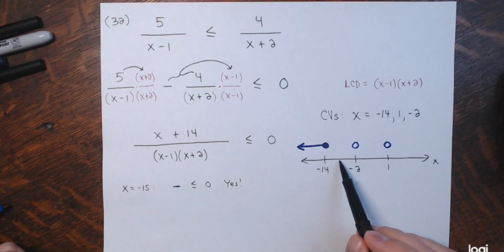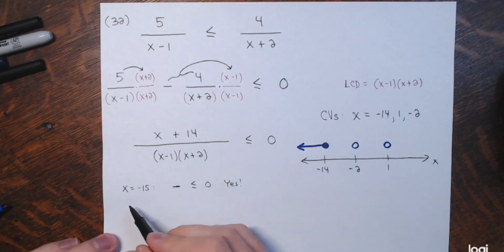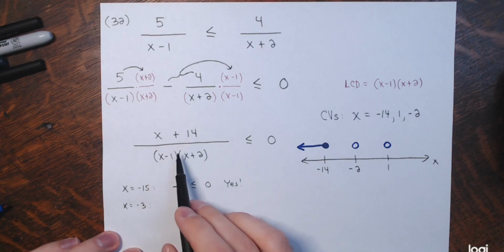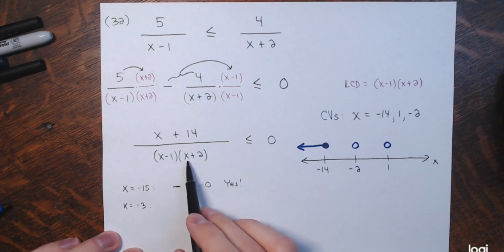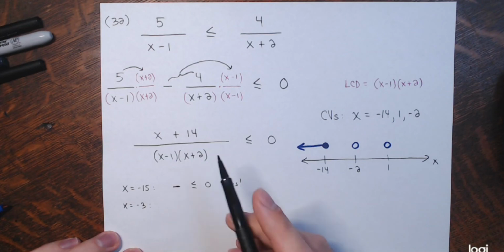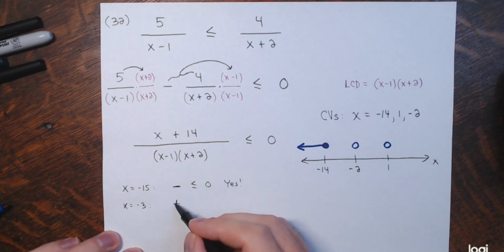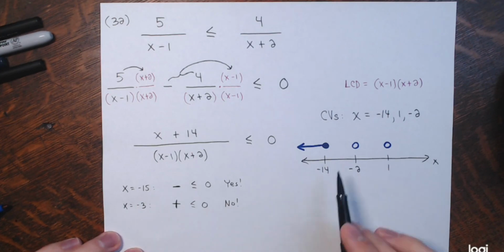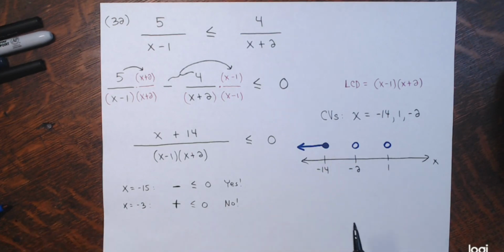Between negative 14 and negative 2, how about negative 3? I'll test that. All right, when x is negative 3, the numerator is positive, and both these factors in the denominator are negative. But a negative times a negative would be positive. So you have positive numerator, positive denominator. There would be a positive number on the left. And is that less than or equal to 0? No. So leave that blank, that interval.